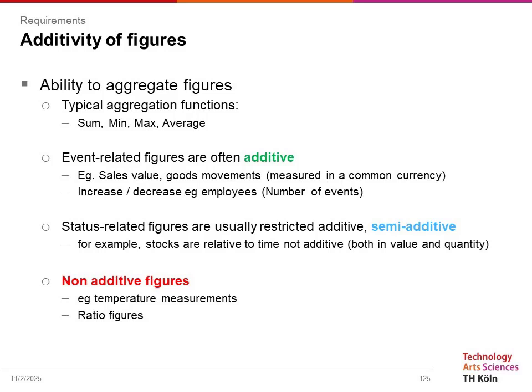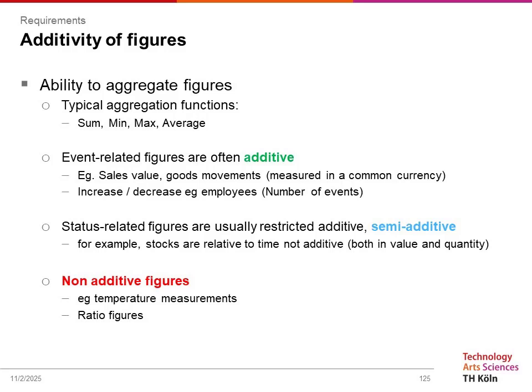So there are three types. Additive facts are the dream. They're usually event-related things like sales revenue or units sold or maybe website hits. You can sum these up across any dimension. Total sales for the year, sum the monthly sales; total sales across all regions, sum the individual region sales. Simple, clean. Then it gets trickier.